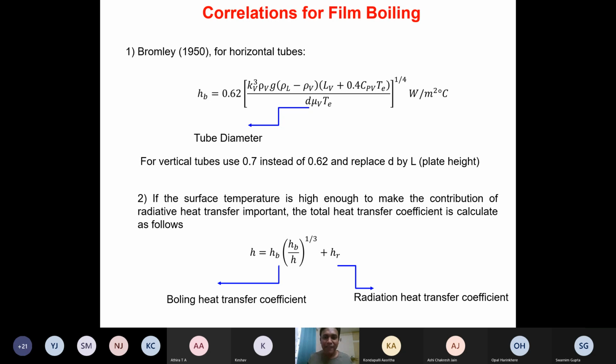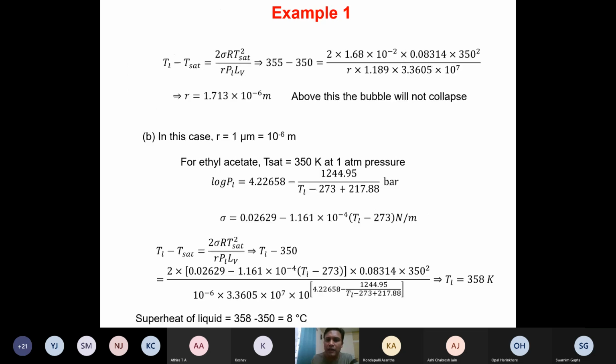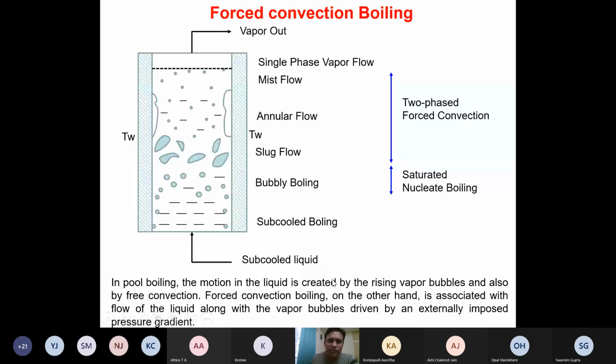Okay. This problem we have seen in the last class. I will not go through it again. In forced convection boiling, this is an example: a subcooled liquid is coming into this particular container, and this container is being heated from the border here and the other border, at a temperature, let's say, T_W, and T_W is higher than the saturation temperature. In this case you will see that there are different regimes.